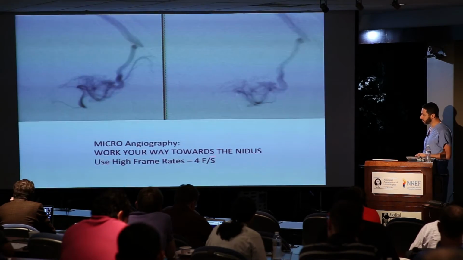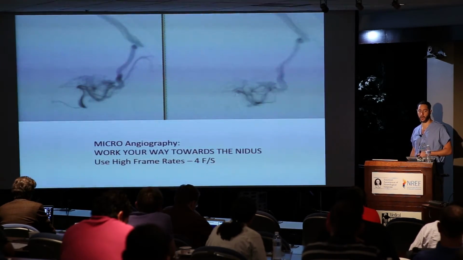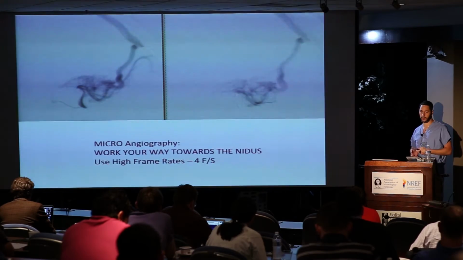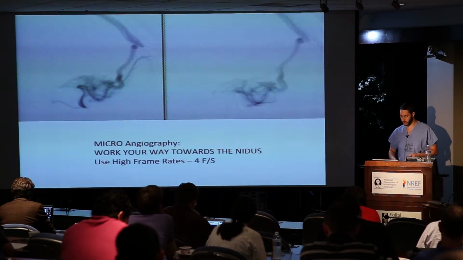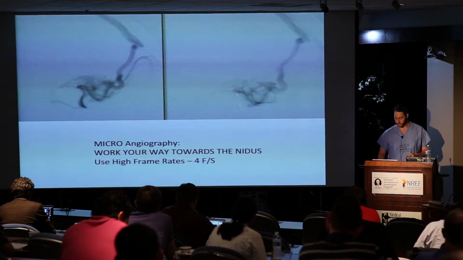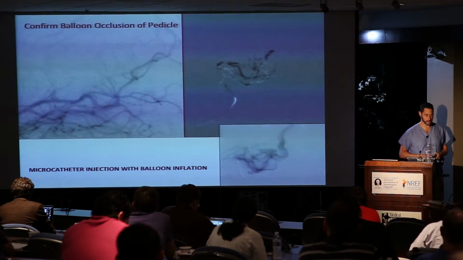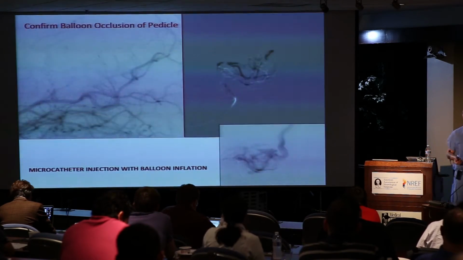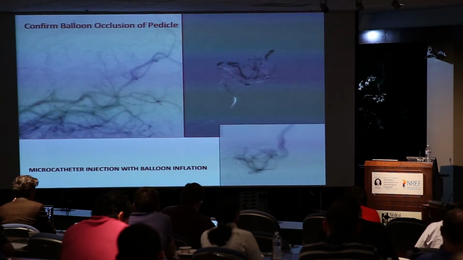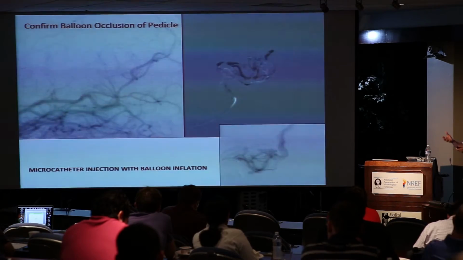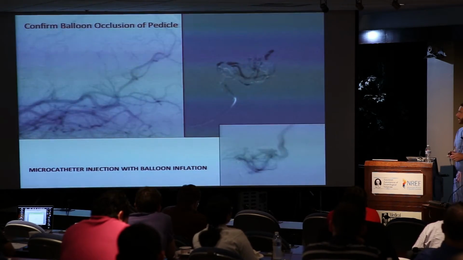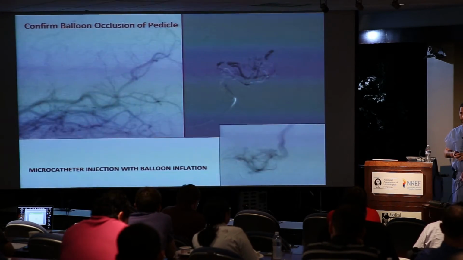And the other point is 4 frames per second is incredibly important when you're doing microangiography. You really need to understand and see the pace that things are moving, so don't be afraid to increase the frame rates. So this was a Scepter case, and as Jay said, it's pretty impressive how far you can get the Scepter out. This was a large artery leading to the nidus. So I was able to get the Scepter out pretty far.